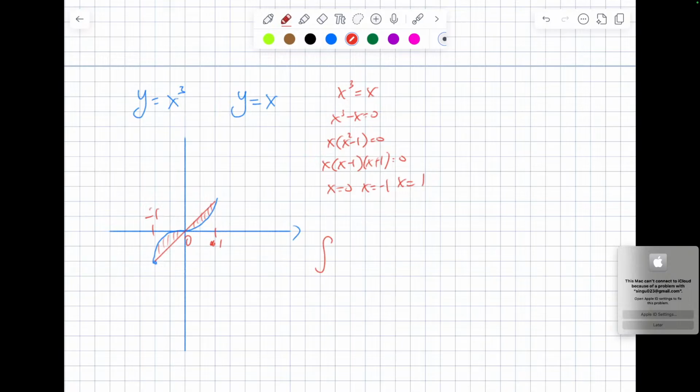So then let's take into account the first area first. In the first area, the straight line is on the top. So it'd be x minus x cubed, from 0 to 1. Is that okay? Because that's what happens with the first function. Otherwise, you get negative area, and that's bad.